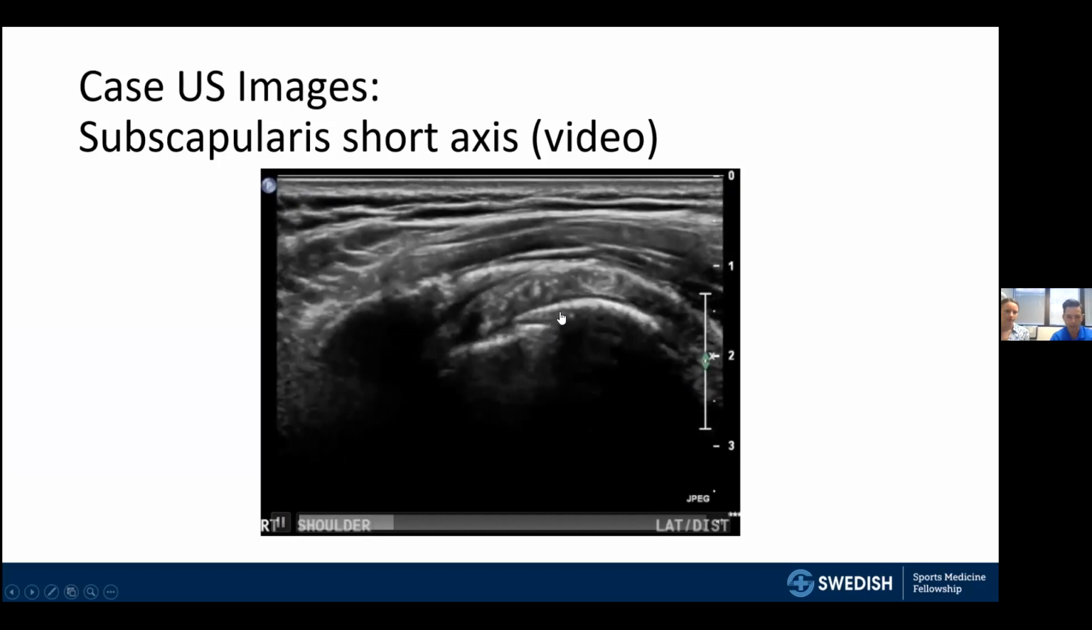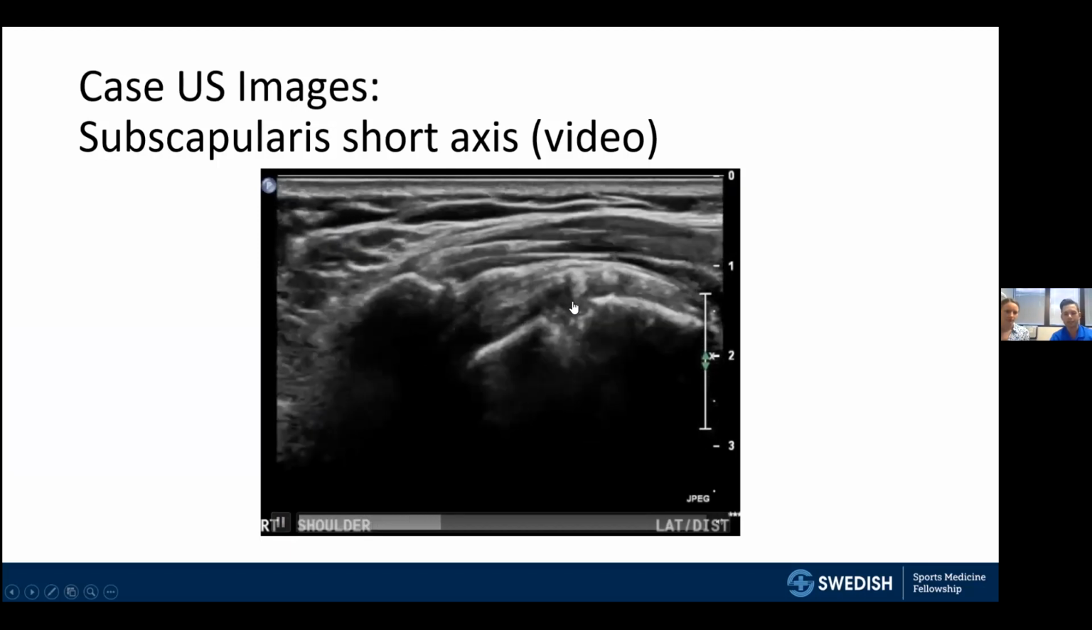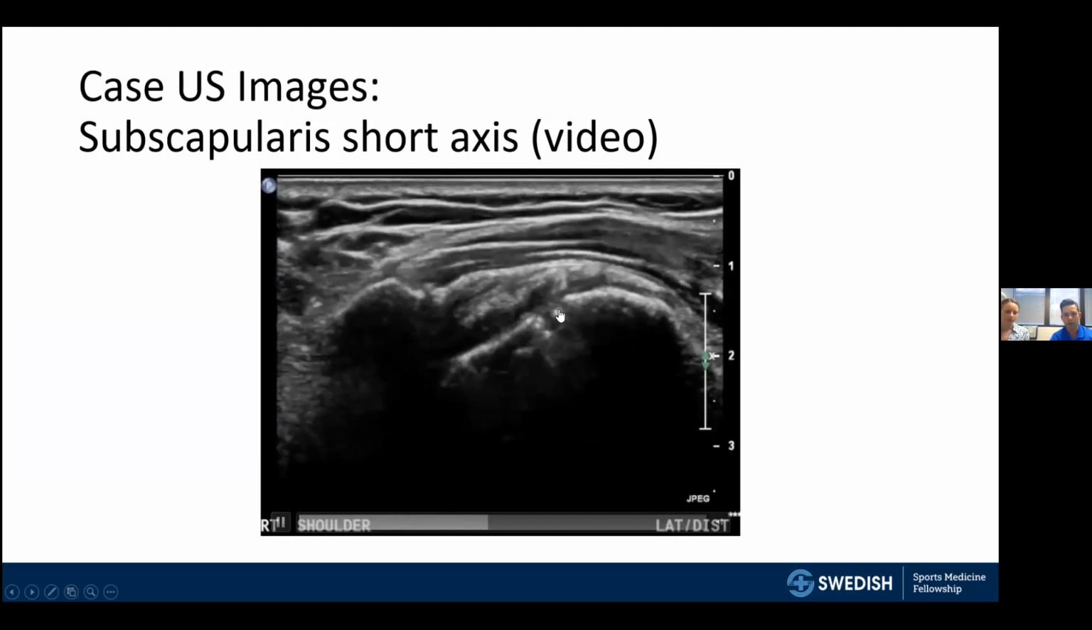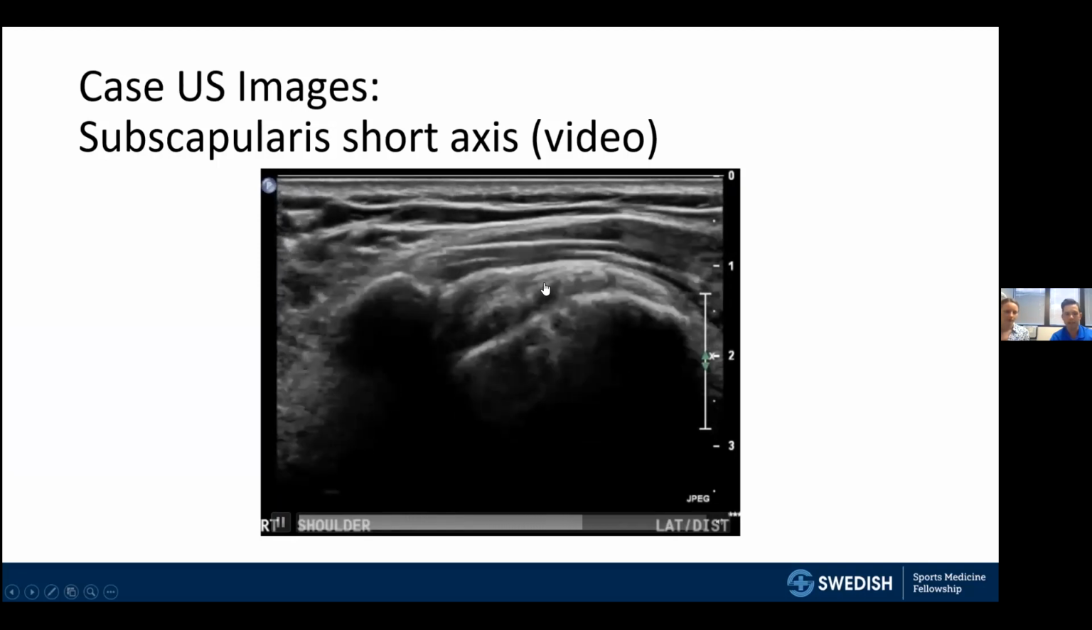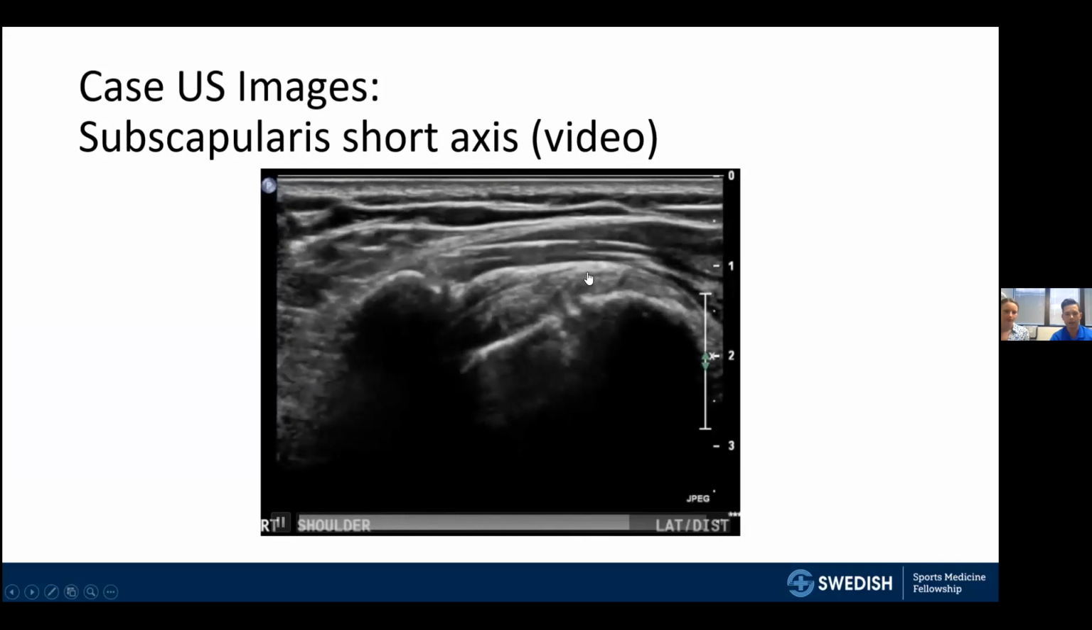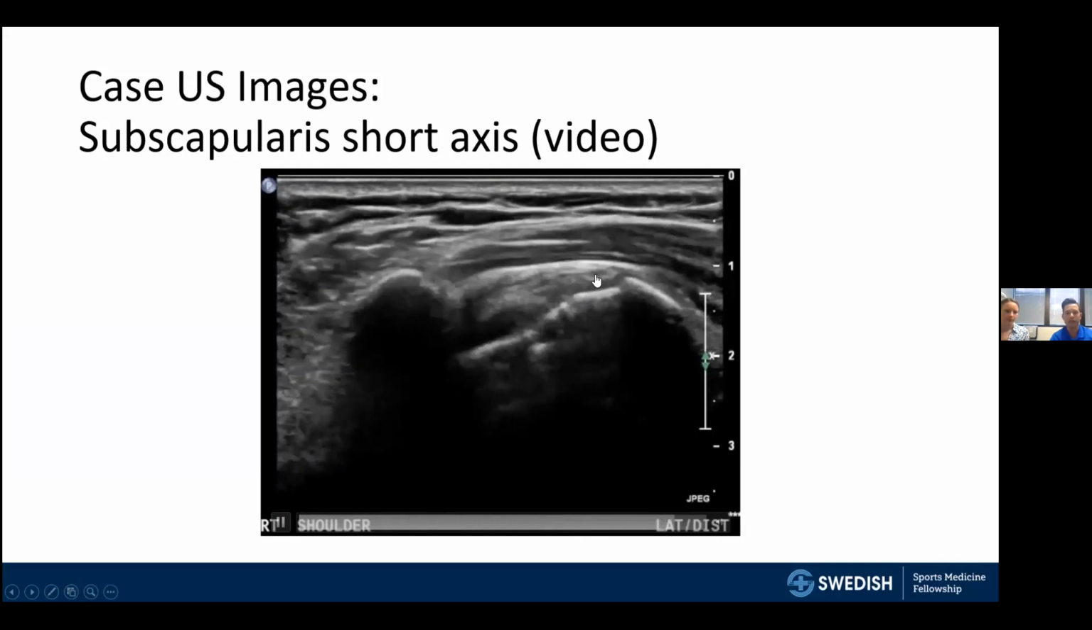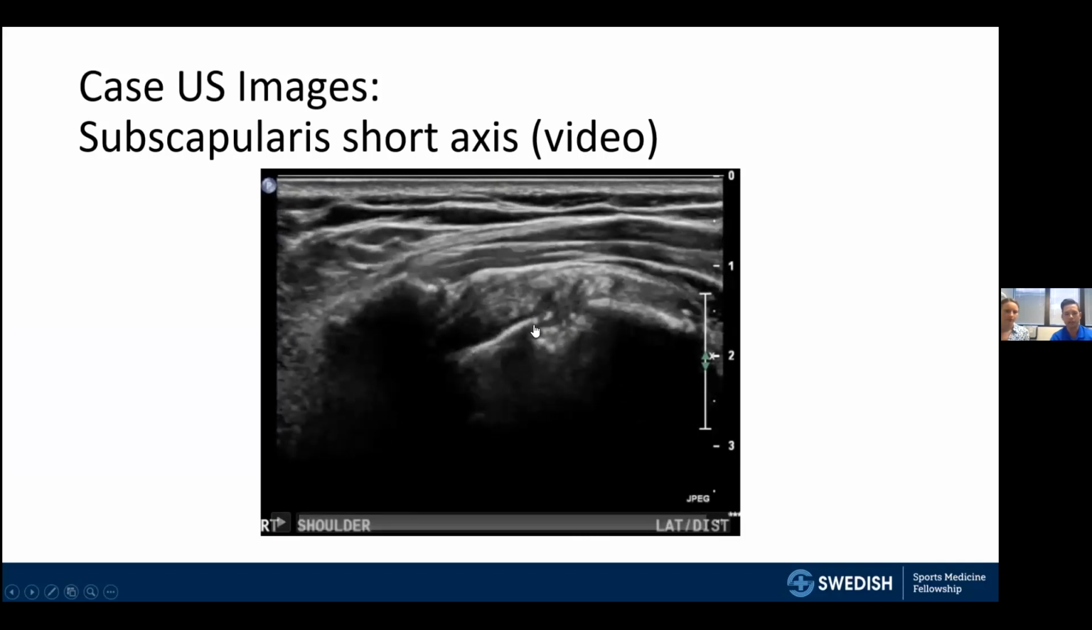So again, this represents a partial tear within the subscapularis in short axis. And again, I say partial tear because I can see fibrillar architecture just superficial to that along the bursa. So this is an articular sided partial tear with cortical irregularities, as well as calcium deposition noted by these focal areas of hyperechogenicity.